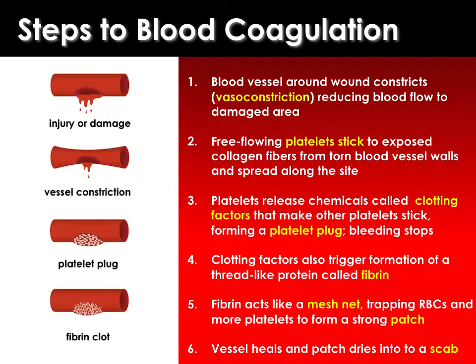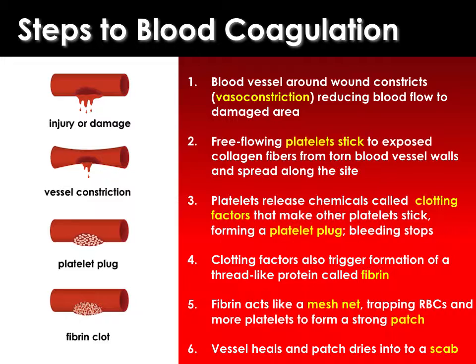If you have an injury or damage to a blood vessel, the blood vessel around the wound will constrict, and that's called vasoconstriction, which reduces blood flow to that damaged area. Platelets within the blood will stick to exposed collagen fibers from the torn blood vessel wall and spread along the site. The platelets will then release chemicals called clotting factors that will call other platelets to the site to stick together, and that forms what's called a platelet plug. That's when the bleeding will stop.